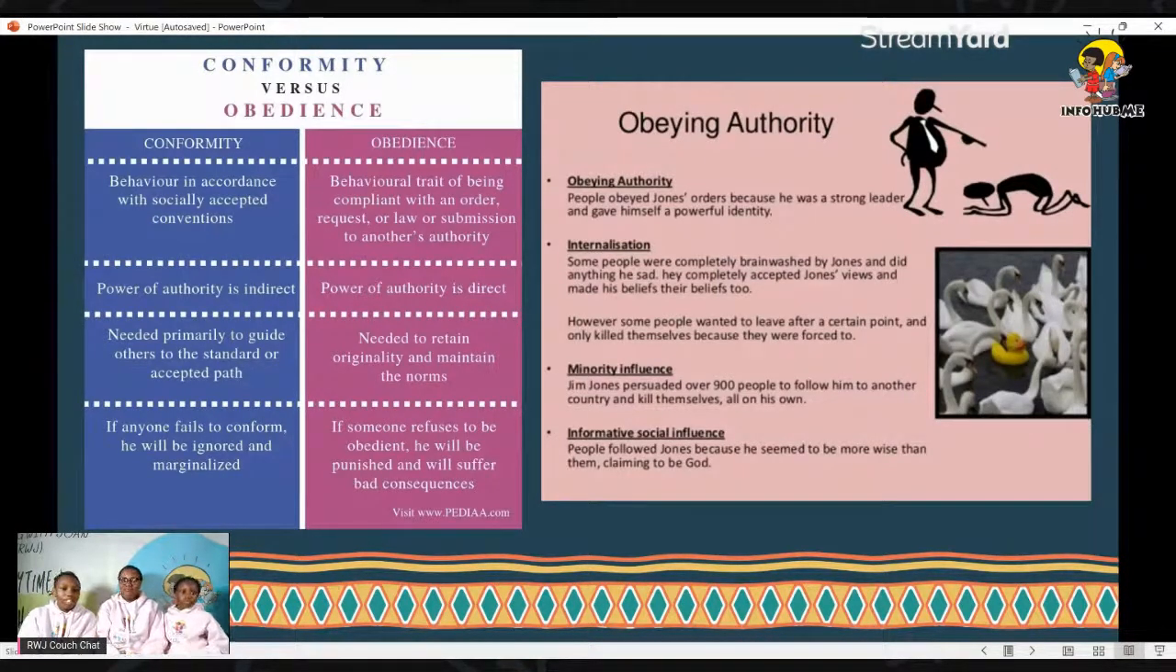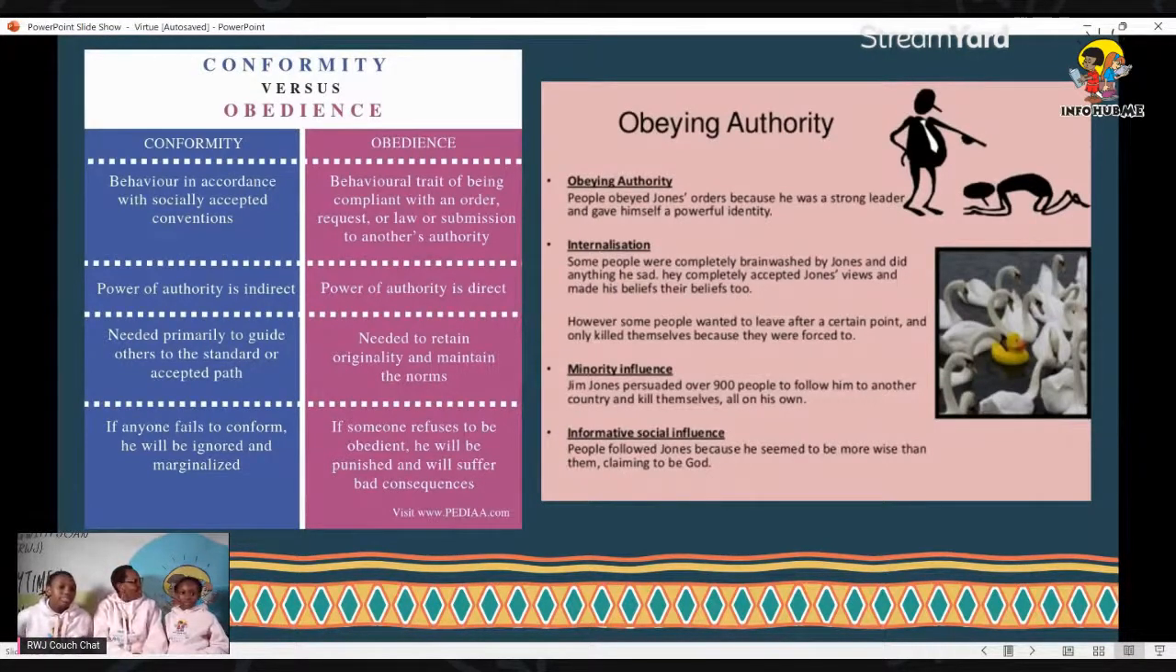Needed primarily to guide others to the standard or accepted path. Okay, so what does that mean? So conformity is needed to guide everybody to a path. When you're lining up to go to class, they ask you to conform. So they are guiding you on a certain path. You understand? That path will lead to school. So they are going in a particular standard.